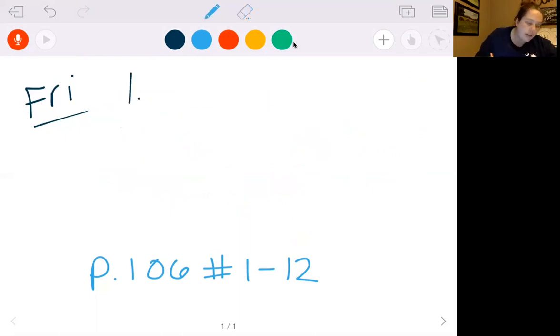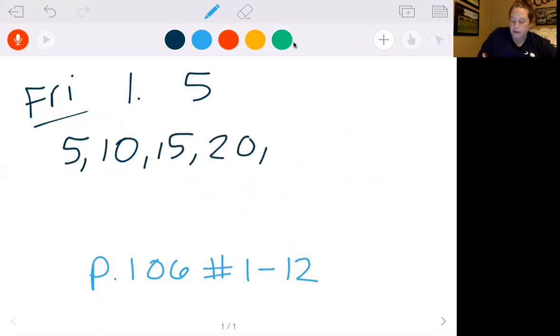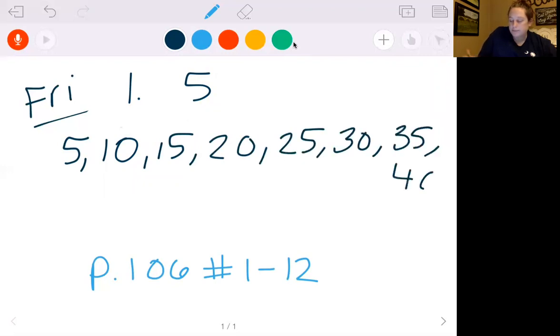So number 1 is 5. So the first 8 multiples of 5. We're going to go all the way up to 5 times 8, which is 40. So we're going to go 5, 10, 15, 20, 25, 30, 35, 40. Let's double check. We have 1, 2, 3, 4, 5, 6, 7, 8 numbers, which is the first 8 multiples. All we did was do 5 times 1, 5 times 2, 5 times 3, 5 times 4, 5 times 5, 5 times 6, 5 times 7, 5 times 8.